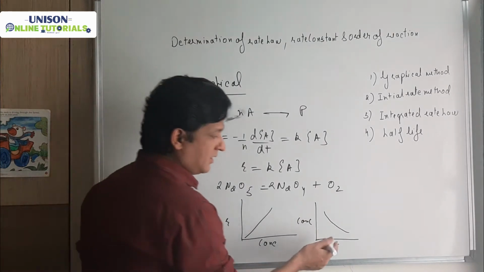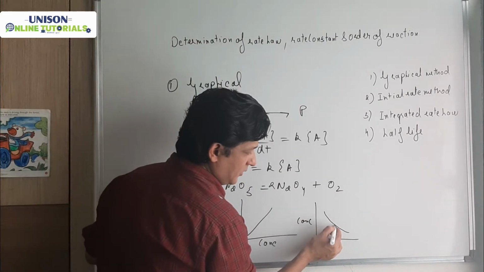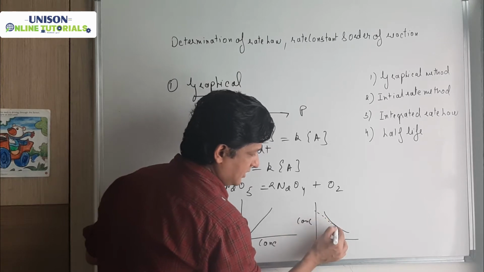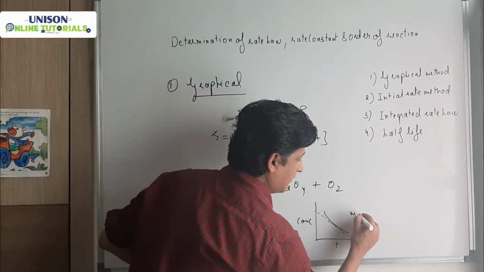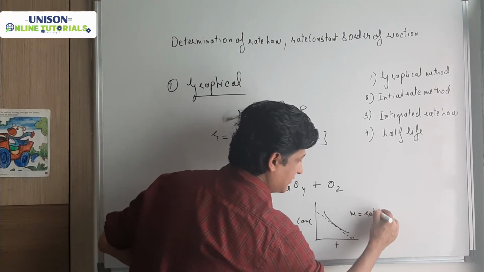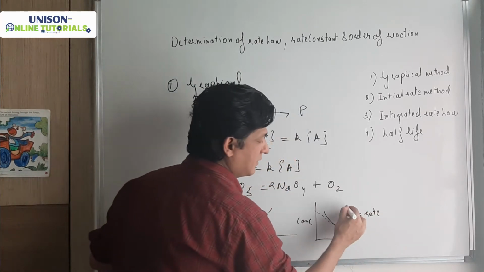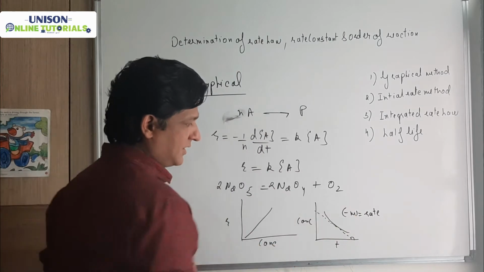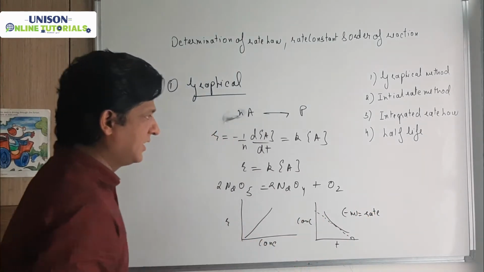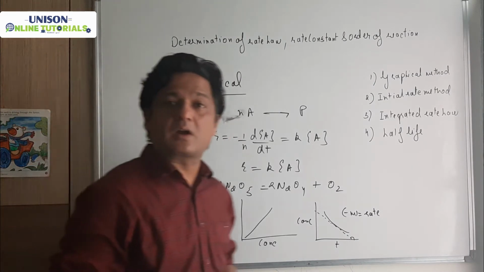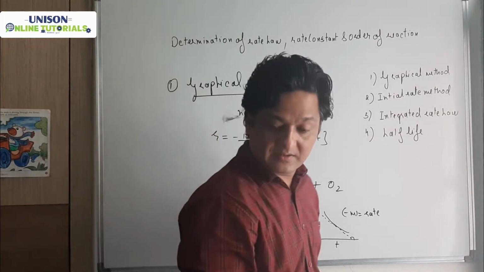And from here if we draw a tangent to it, we can have its slope. From the slope we can calculate the rate. Why have I written it as negative? Because the slope is negative. Clear? So we can have the rate. So this was your graphical method. Clear? Next we come to the next method.